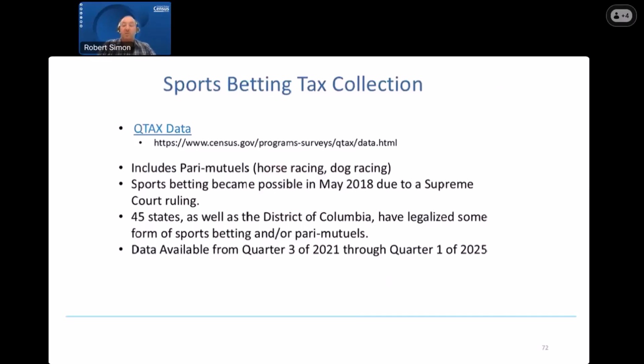Next, I want to circle back to our Q-Tax survey and highlight the newest tax code in our data, sports betting taxes. Our tax code T18 lumps pari-mutuels, which is horse racing and dog racing, with sports betting. However, the majority of the revenue in this category is certainly sports betting where it is legal. 45 states, as well as the District of Columbia, have legalized some form of sports betting and/or pari-mutuels. Data is available from the third quarter of 2021 through the first quarter of 2025.